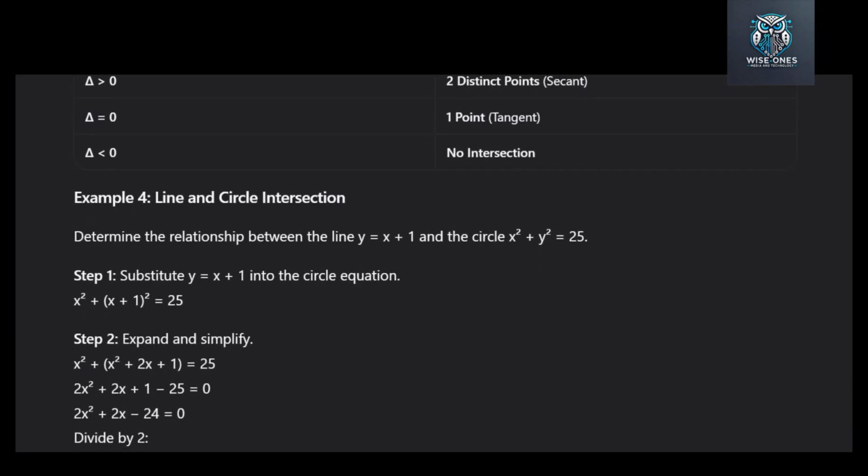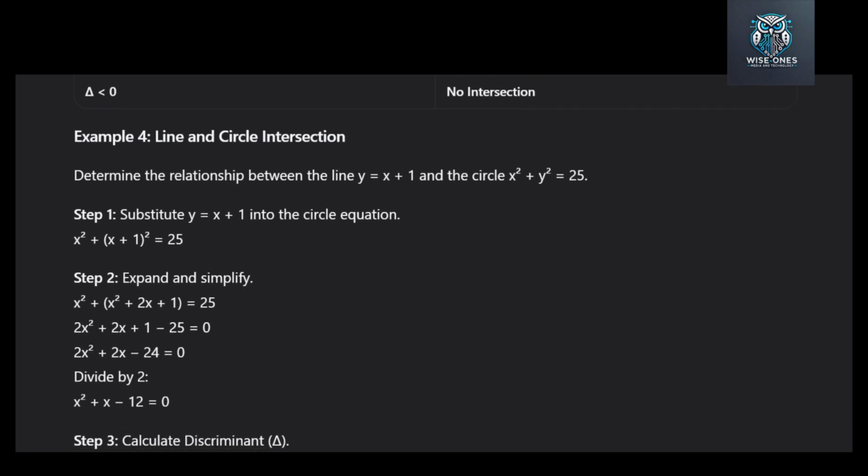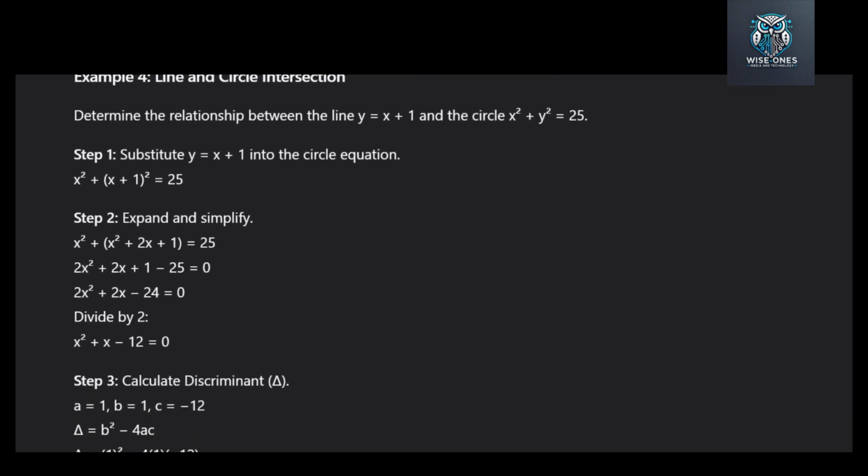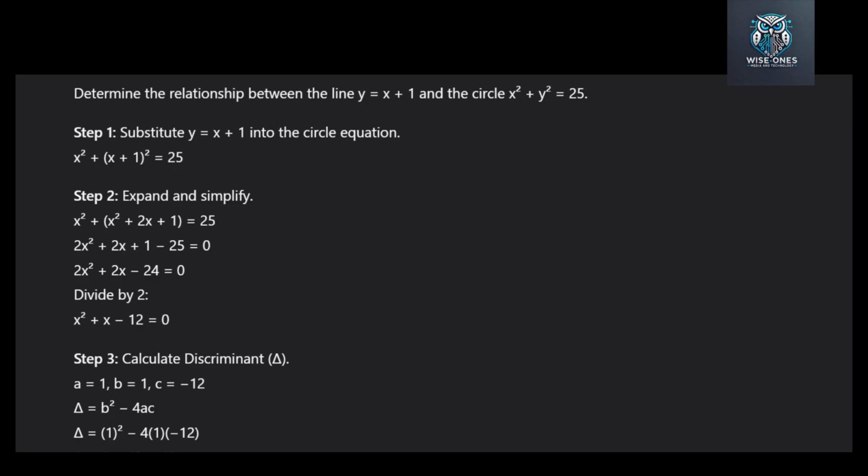Step 1. Substitute y equals x plus 1 into the circle equation. The circle equation is x squared plus y squared equals 25. Replace y with open bracket x plus 1 close bracket. So we get x squared plus open bracket x plus 1 close bracket squared equals 25. Step 2. Expand and simplify.